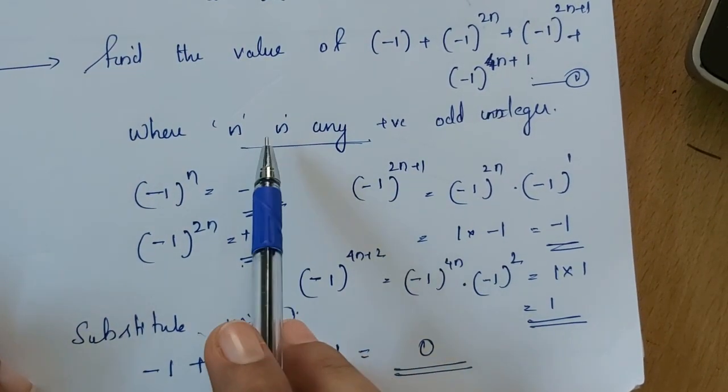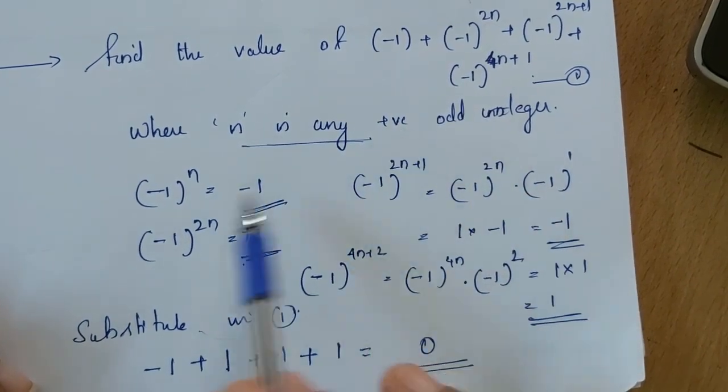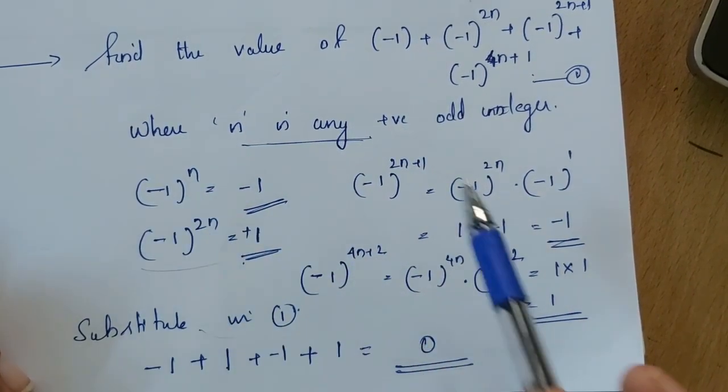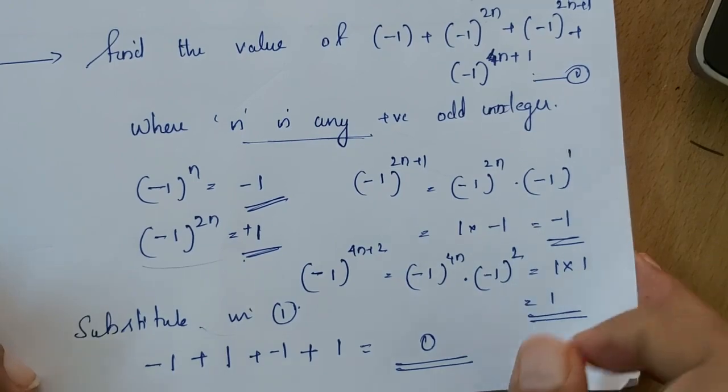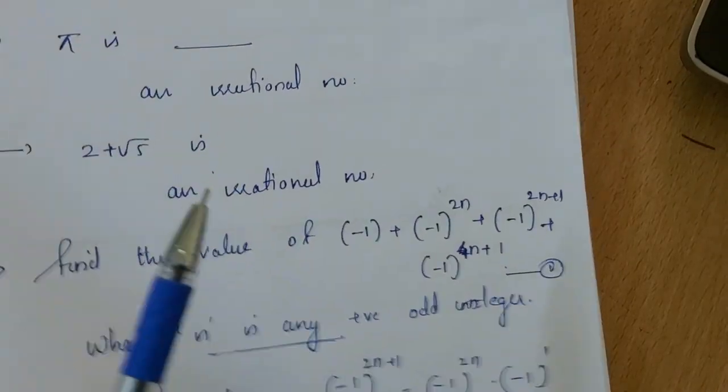It all completely depends on n being a positive odd integer. That is the basic condition here. So we get the values like this. Next question.